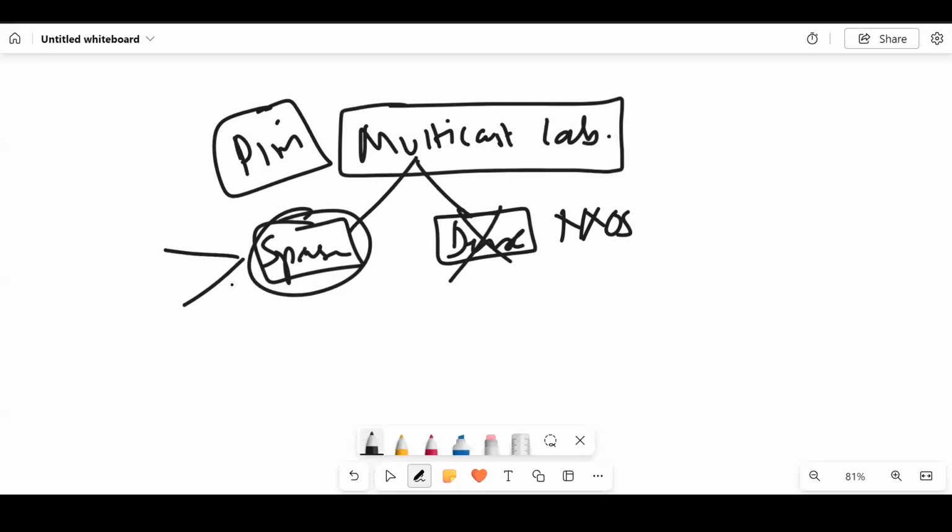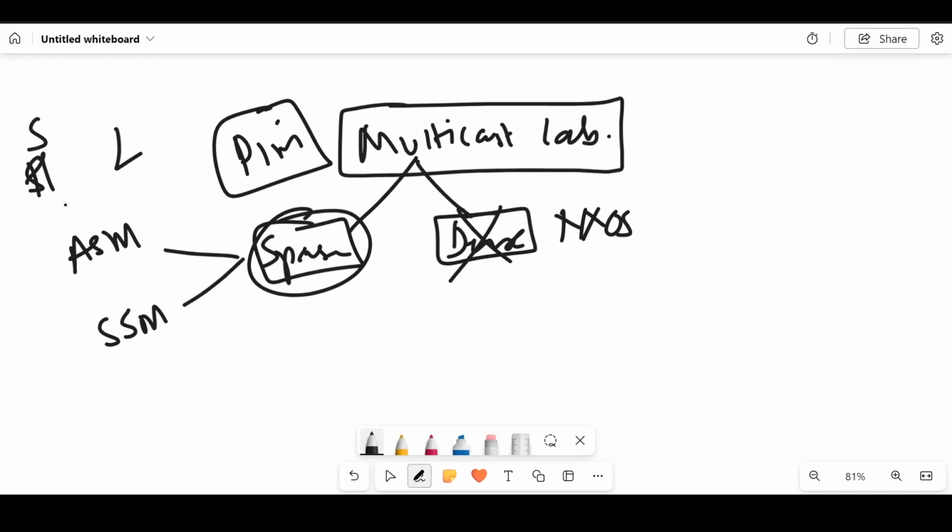In sparse mode, we discussed two types, that is PIM ASM and PIM SSM. That is any source multicast and source specific multicast. So any source multicast is basically when we are having the source and the destination unknown to each other. So the source is not aware about the destination, or we can say the host and the listeners, right? The guy who is hosting the multicast and the guys who are listening to multicast. The source and the listeners are not aware about each other.